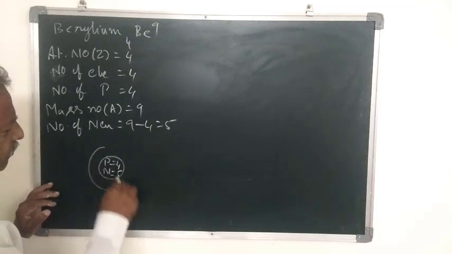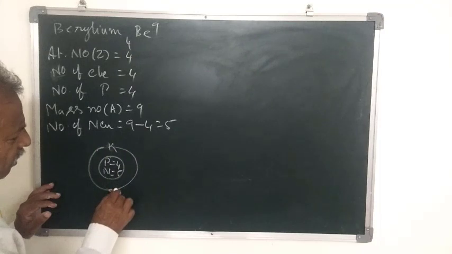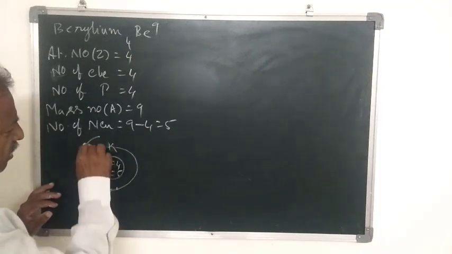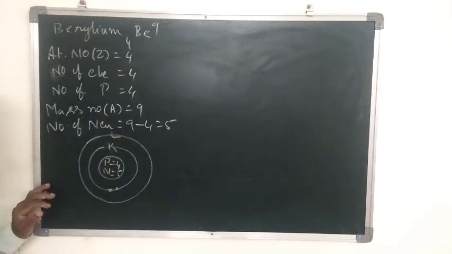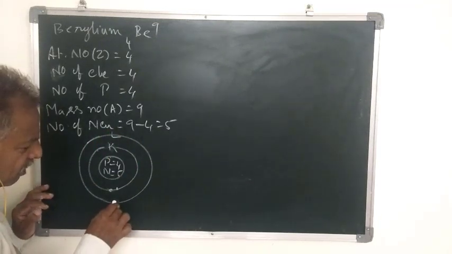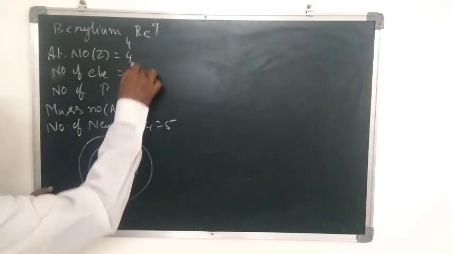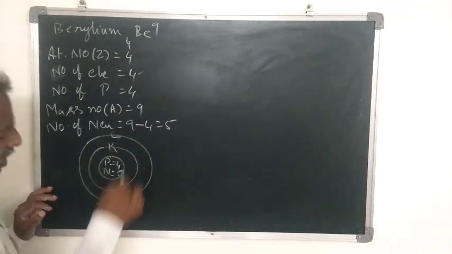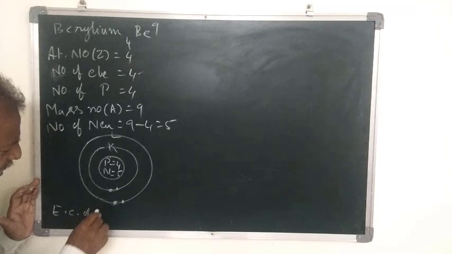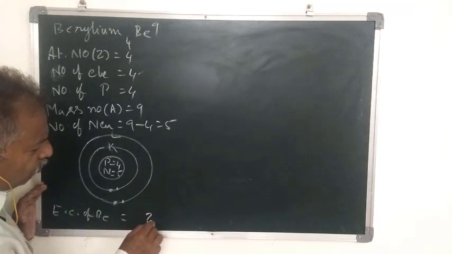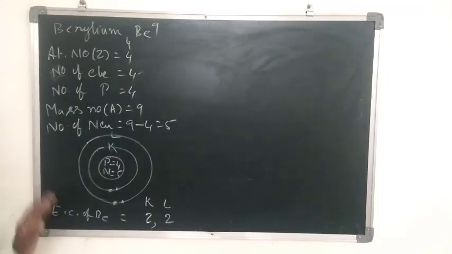Now first shell, K, only 2 electrons. Second shell, how many electrons are accommodated in the second shell? Yes, a maximum of 8 electrons. Out of 4 electrons, 2 are accommodated and still 2 are left. Therefore, the electronic configuration of beryllium is 2, 2: 2 electrons in K shell, 2 electrons in L shell.